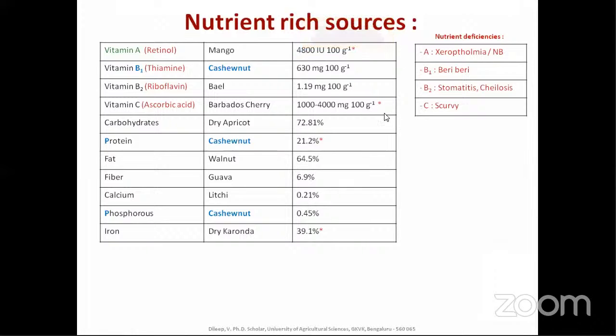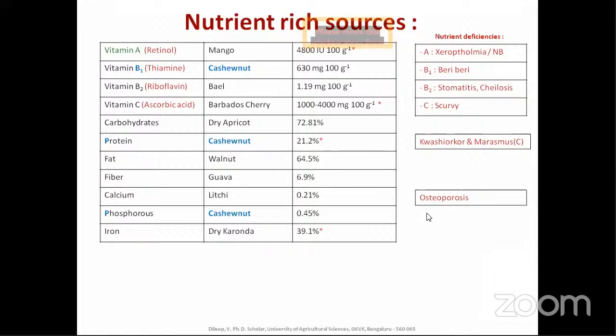What deficiencies occur when there is a lack of this type of phytonutrient in our body? Vitamin A deficiency causes xerophthalmia or night blindness, and B1 deficiency causes beriberi. B2 is stomatitis or cirrhosis, related to lips and tongue. Vitamin C deficiency causes scurvy, which is a gum disorder. Protein deficiency causes kwashiorkor and marasmus in children. Similarly, calcium deficiency causes osteoporosis, where we all know that bones get very porous due to lack of calcium. And iron deficiency causes anemia.